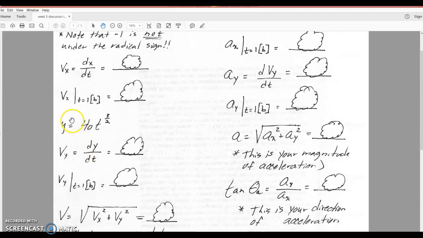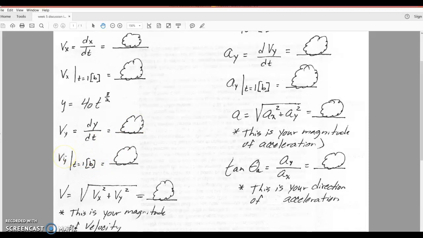Then you're going to go to the equation of motion in the y direction, 40t to the 3/2 power. Note that only t is being raised to the 3/2 power here. So first step here will be to find the velocity in the y direction, and so you're going to take the derivative of this function, y with respect to t, and you'll get that in the form of t. And then the next step will be to evaluate the velocity at t equals, again, whatever your value of b is. If it's 4, for example, you'll be substituting 14 for t and finding the velocity in the y direction.